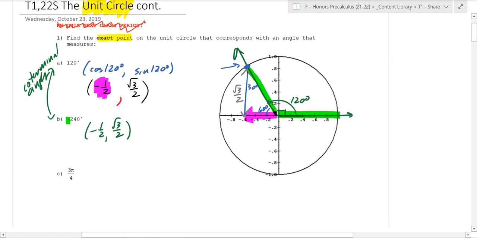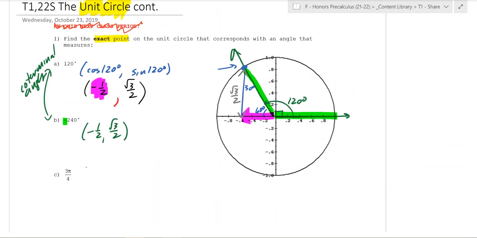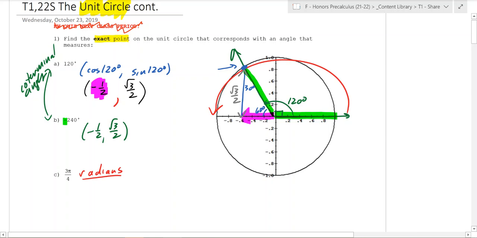Now what about 3 pi over 4? 3 pi over 4 is in radians because it has pi in it. It's definitely in radians. So what is that going to be? Well, we know that pi is all the way around, it's 180 degrees. So 3/4 of that is going to go off like this. And that's going to be a 45 degree triangle right there, 45, 45, 90.